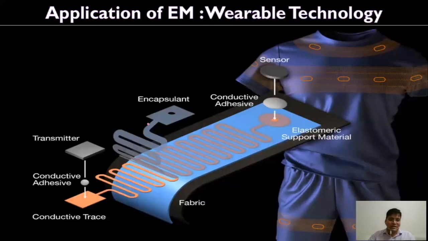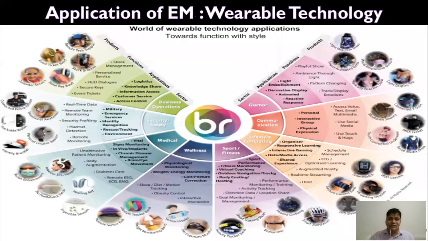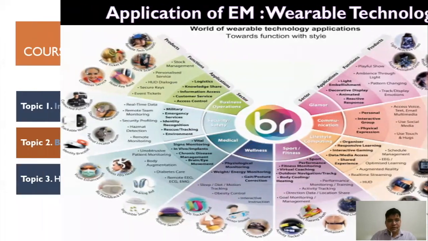Here we can see some types of smartware also, and sports in different fields. We are using these smart technologies, and most of them are based on the electromagnetic field. We can see here business operations, security and safety, medical, wellness, luxury of life, sports, fitness, lifestyle, communication, glamour. So in all the sectors, we are using smart technologies which are based on the electromagnetic field.